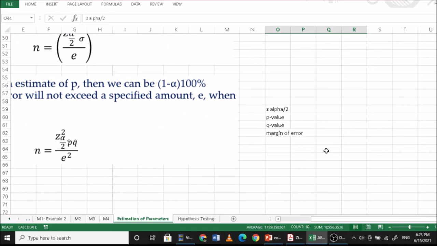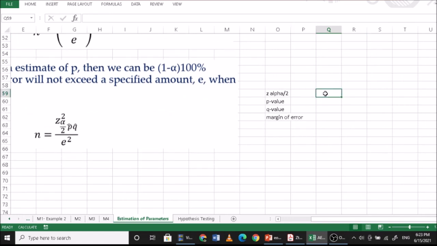Since the z alpha over 2 for 95% is 1.96, we can use that. The p value is unknown. It's not given, so you can assume that it's 0.5. This is for 50%. So q hat is also equal to 1 minus p hat. And the margin of error that you want to specify is 0.03. Then the sample size. If your p value is not given, you can assume that it's 0.5.